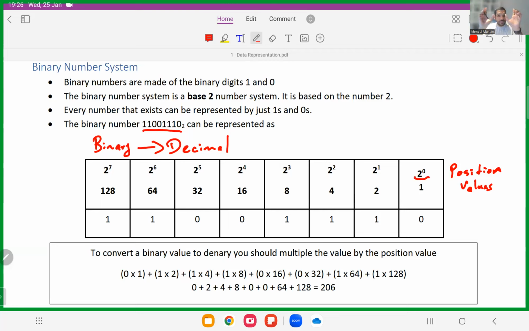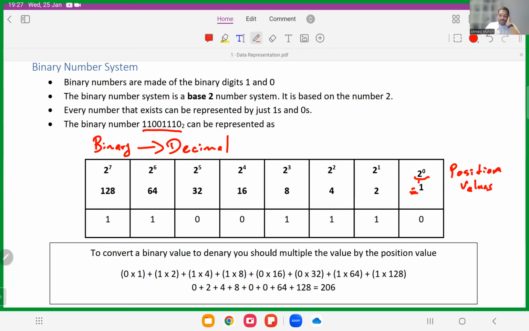The reason I have taken 2 is because we are using the binary number system, and in the binary number system, we have only 2 digits. In the decimal number system, we took 10 because the decimal number system has 10 digits. Over here, we are taking the number 2 because there are only 2 digits. So we start with 2 to the power of 0, which is equal to 1. This is always the case.